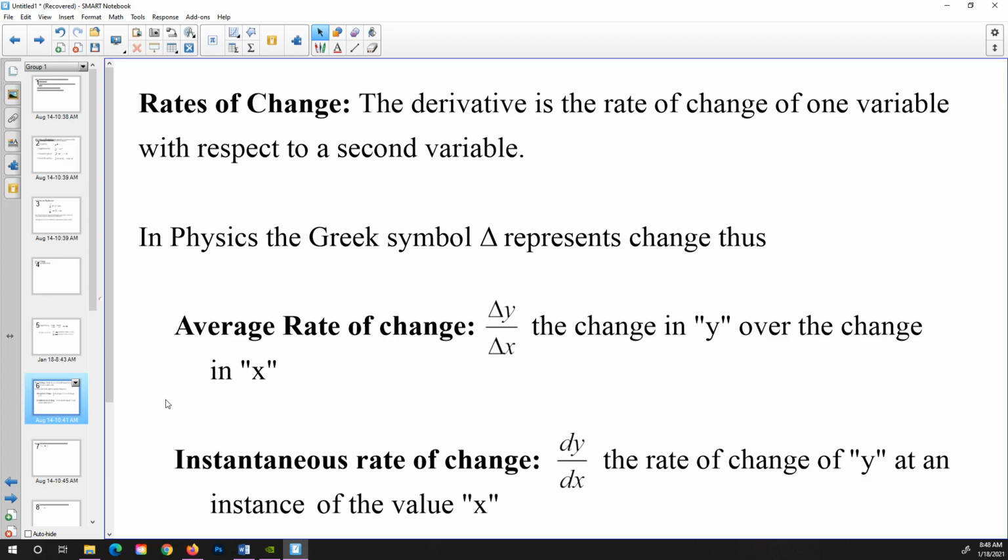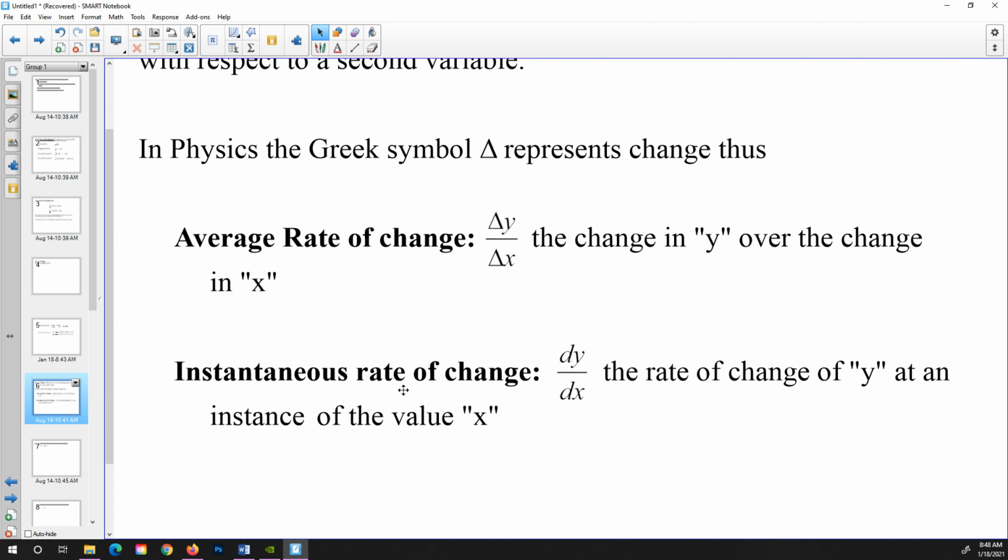Rates of change. The derivative is a rate of change of one variable with respect to a second variable. In physics, the Greek symbol delta represents change. Thus, the average rate of change, delta y over delta x, is the change in y over the change in x. The instantaneous rate of change is dy over dx, the rate of change of y at an instant of the value of x.